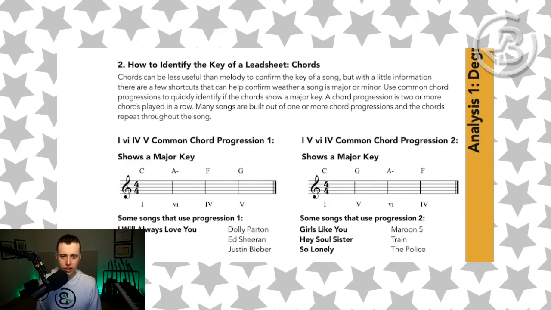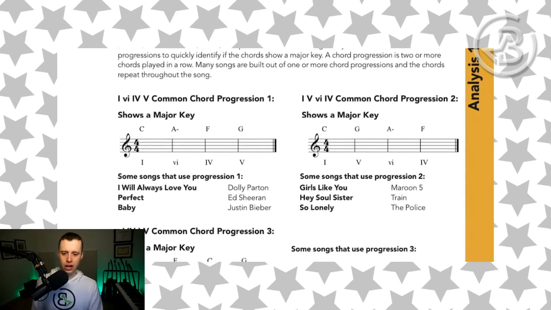So a chord progression is two or more chords played in a row. Many songs are built out of one or more chord progressions, and the chords repeat throughout the song. So here's one common chord progression. That's the 1-6-4-5. So 1 meaning C, 6 would be A minor, 4 would be F, 5 would be G.